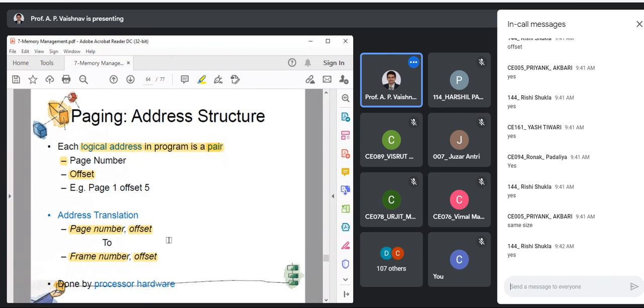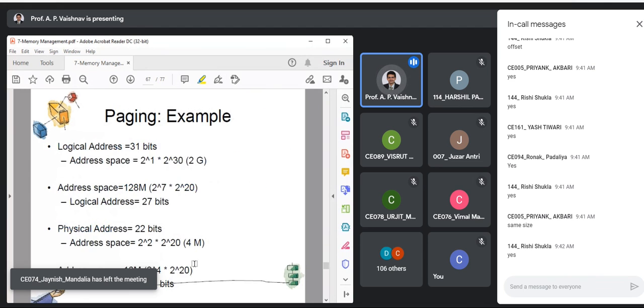Your page number and offset will be in logical form. That has to be converted into a physical address, which is loaded in the form of a frame. Who does this? The CPU hardware. Next week, we'll take an example of this and solve all these examples. You can prepare for your GATE if you are doing it, because many examples like this are asked. Simple examples can give you 1 to 2 marks in GATE. So we'll solve that. Okay, let us stop over here.